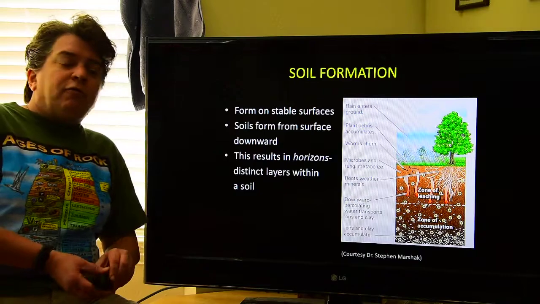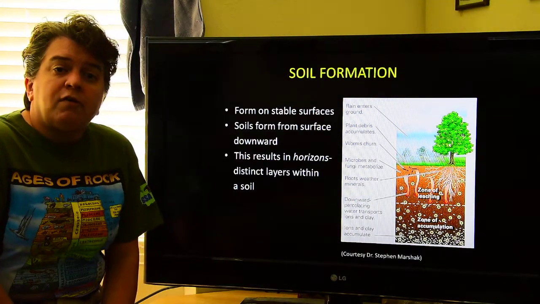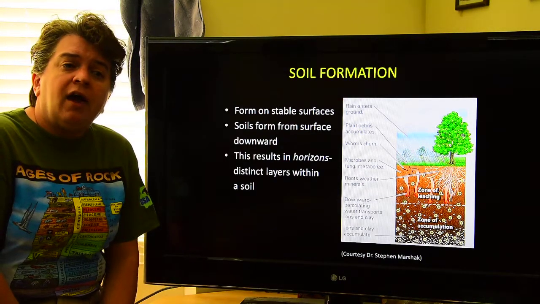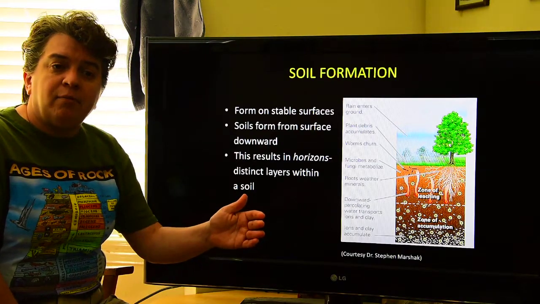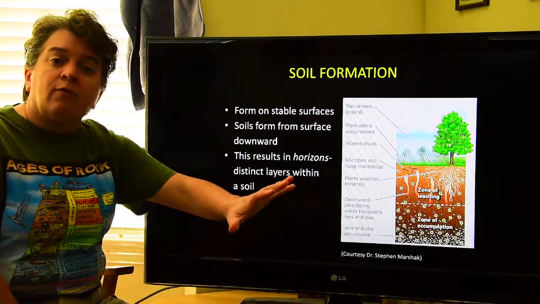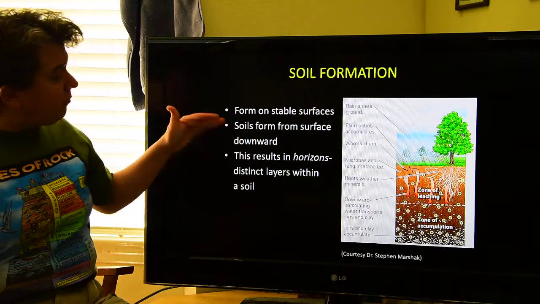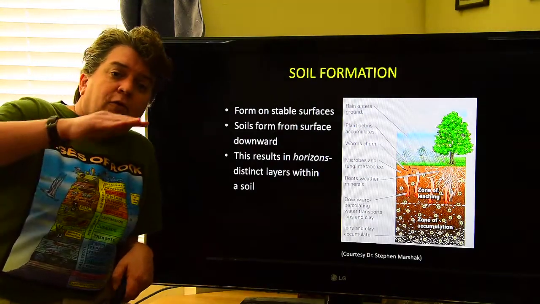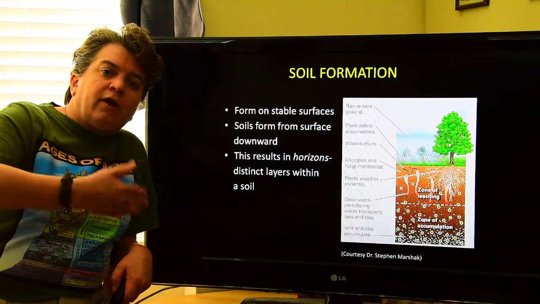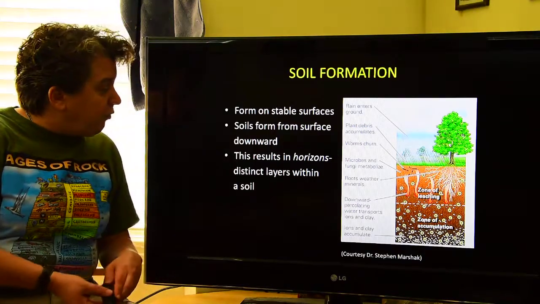All right, soil formation. Soils form on stable surfaces. And what a stable surface means is we're not adding a whole lot of sediment, we're not depositing a lot of material, and similarly, we're not eroding a lot of material. So it's basically just sitting there. That's a stable surface. And these soils are going to form from the surface downwards. So as they get older and better developed, they actually get deeper and deeper into the ground.